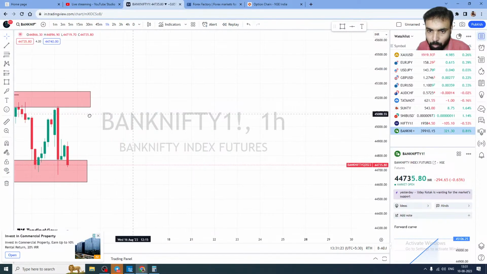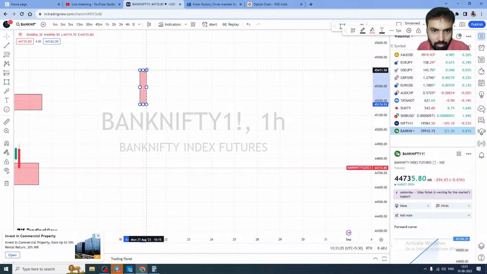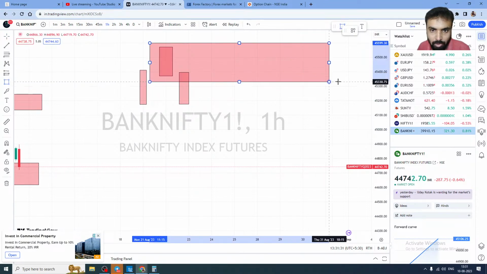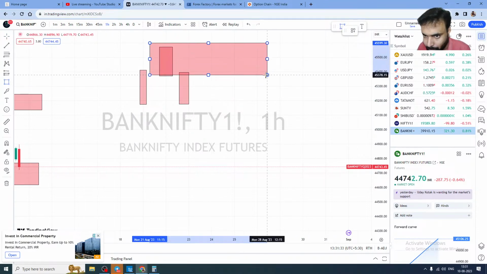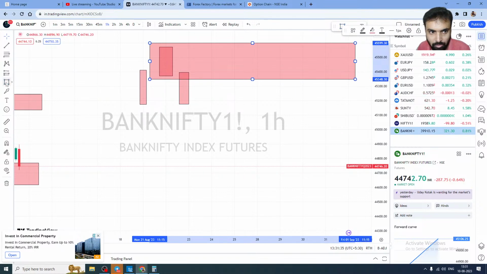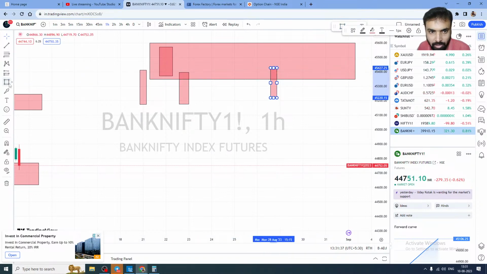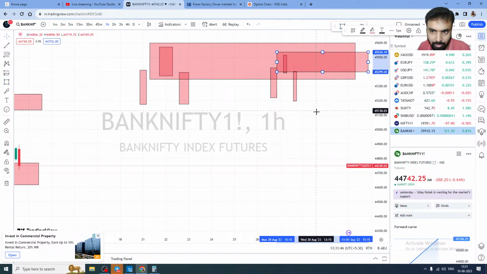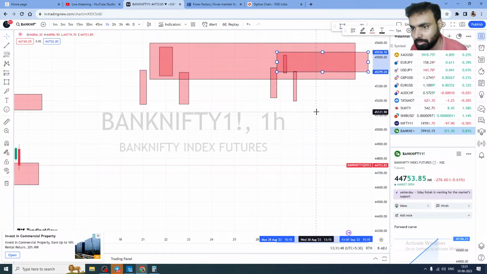Let me show you. We had a swing point like this. This is a higher time frame swing point. We had a manipulation. So price came here and created one more swing point in 1 hour. So we marked this. We are going to take a trade from here. Direct trade.